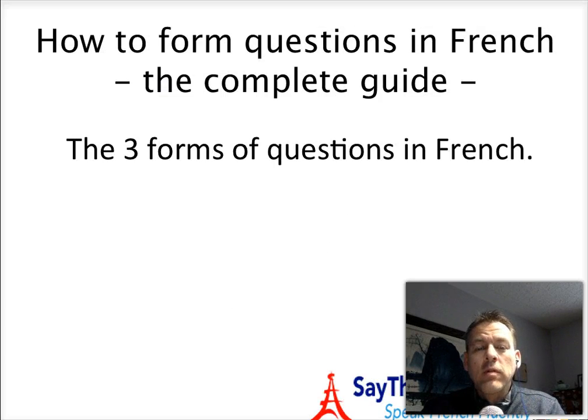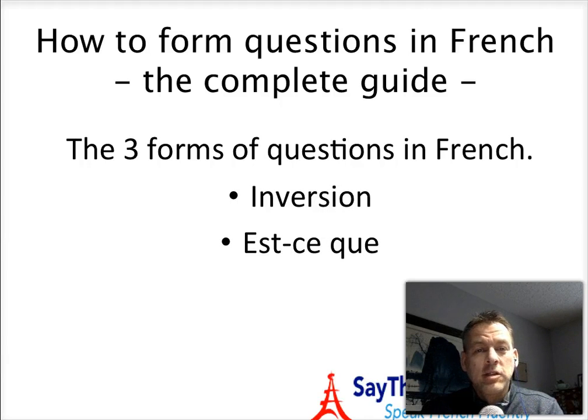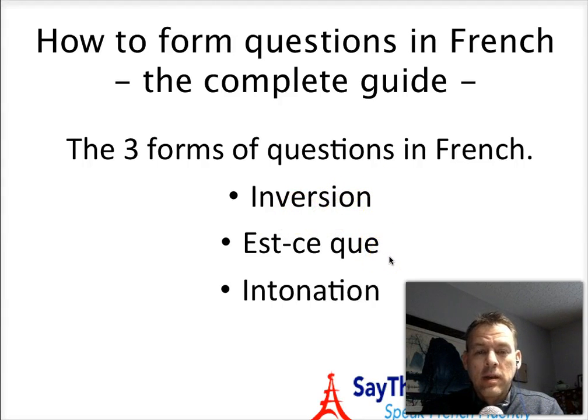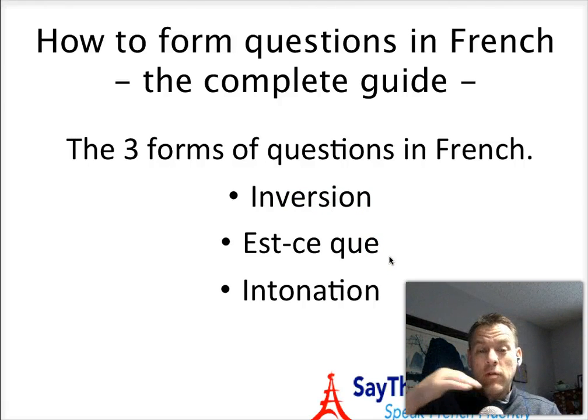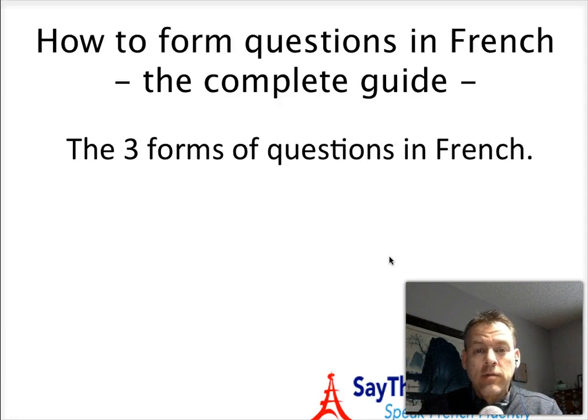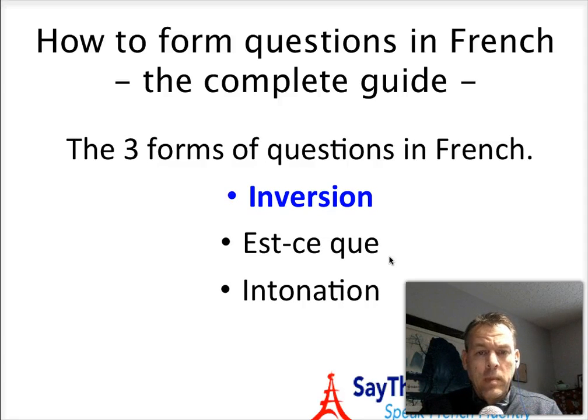Okay, so the 3 forms of questions in French. We have inversion. We have est-ce que. Then we have intonation, which is really the rising of your voice or the falling of your voice. We have falling intonation or rising intonation. So let's look at the first one, inversion, as the first of our triad of forms of questions in French.